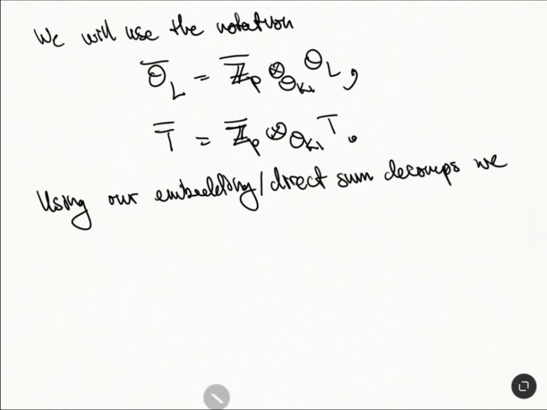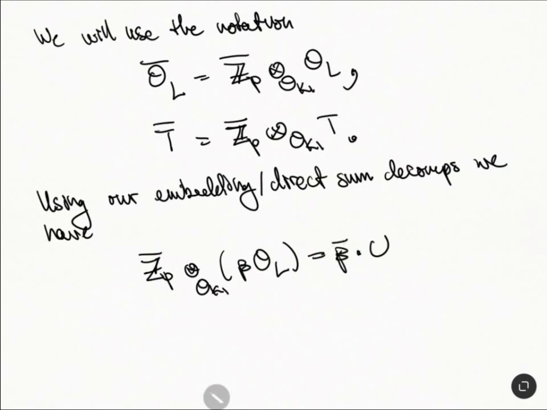So we have the following formula. It says Z_p bar tensored over O_K1 beta O_L, so this is beta bar O_L bar. Okay, let me explain this a little bit.